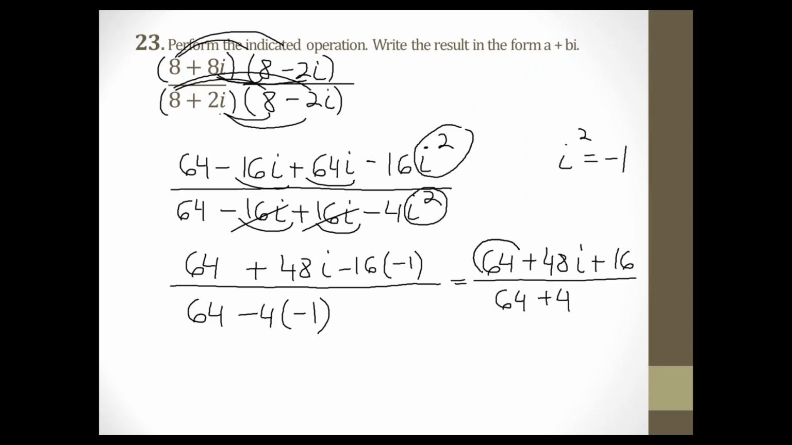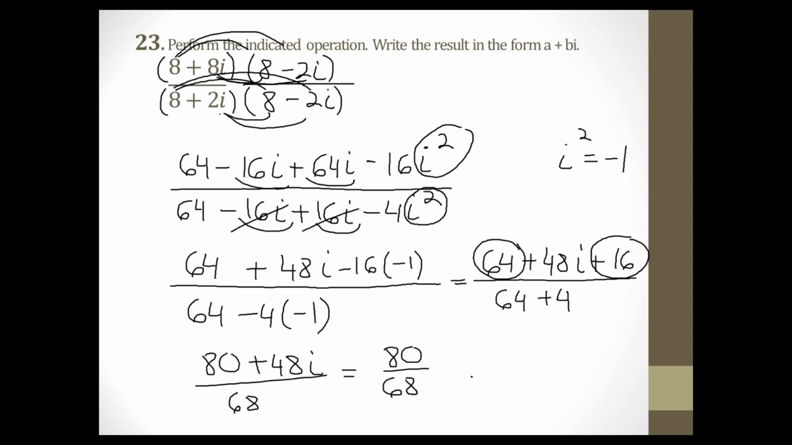And then continuing with like terms right here, those two, we can combine them, and now we get 64 plus 16. That would be 80 plus 48i, and in the bottom 64 plus 4 is 68. So we could have also written this as 80 over 68 plus 48i over 68, and then both of these fractions could be reduced.